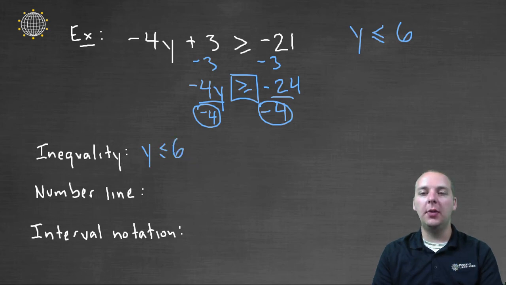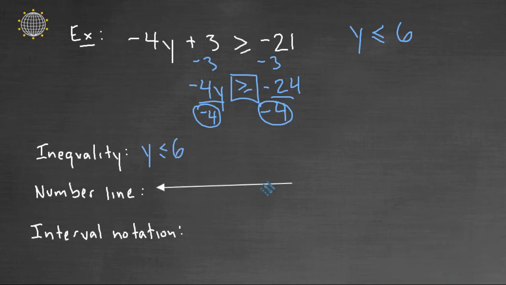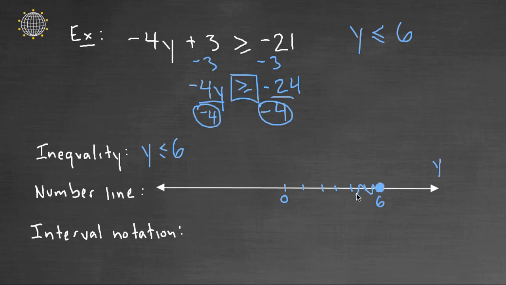Now, as far as the number line goes, that's relatively simple as well. Here's our number line, and this number line represents y. We go to 0, 1, 2, 3, 4, 5. Here's 6. We'll plot 6. Since it's less than or equal to, we're going to do a closed dot, and then we're going to shade in the y values less than 6, or the ones that are before 6.